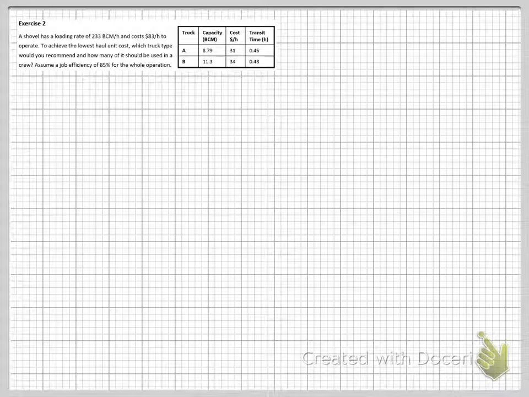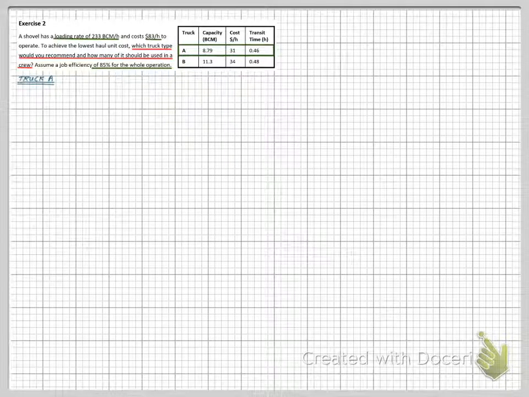In this exercise, we'll illustrate the concept of cost performance and unit cost using this simple example. We have a shovel with the shown loading rate and hourly cost. We need to recommend one of two truck types and their number to work with the shovel on an earth moving operation. We are given the capacity, hourly cost, and transit time for each truck type. We are also given the operation overall efficiency.